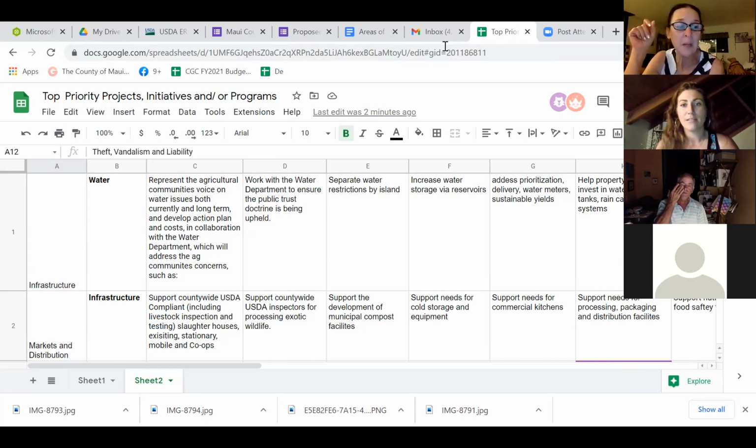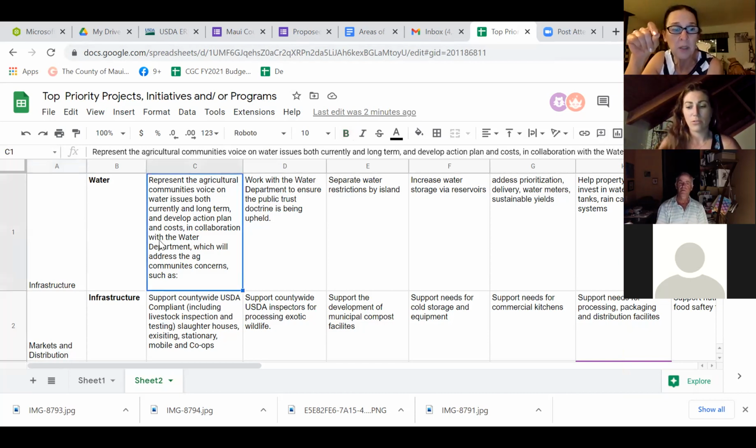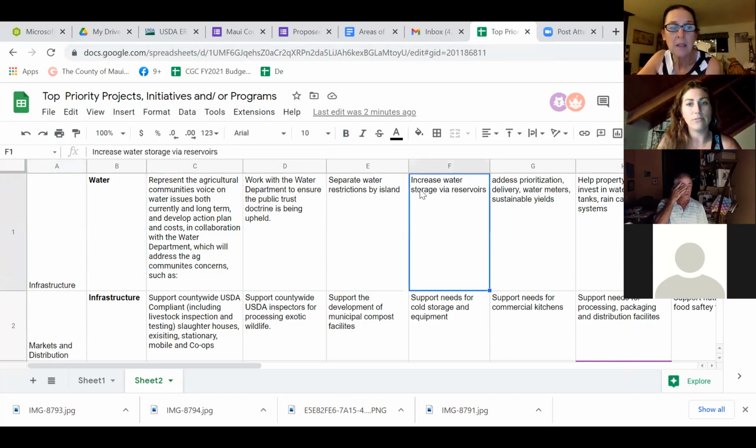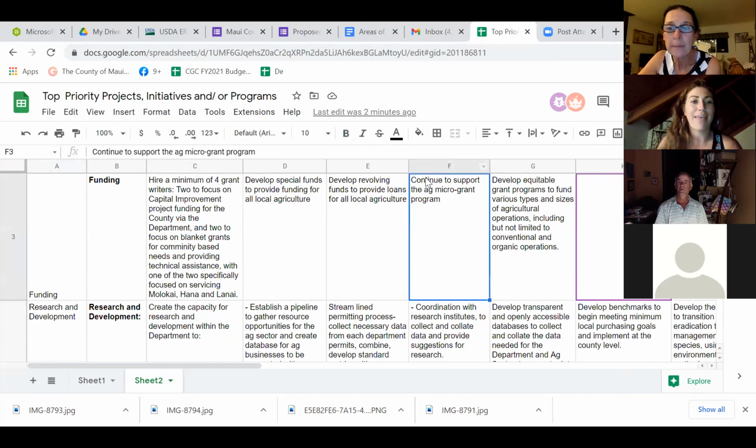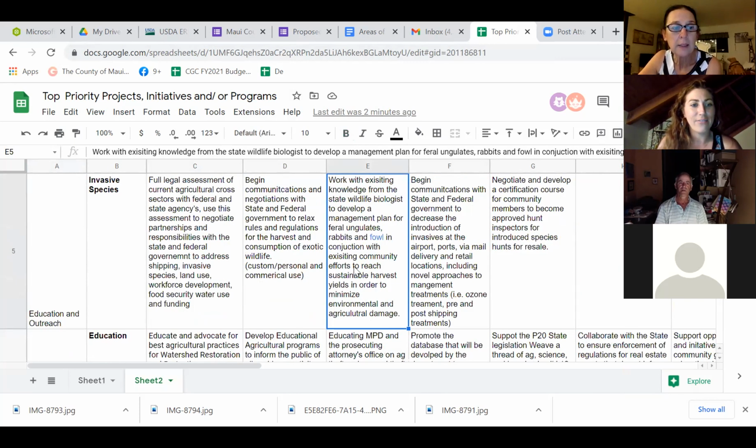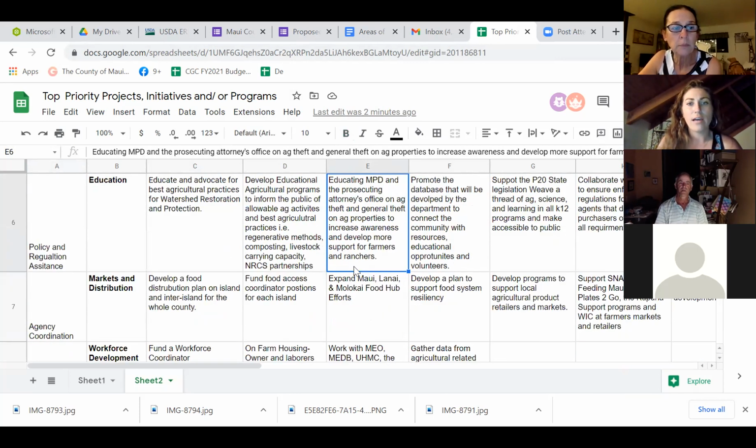Hey Jen, can we take a peek at education for the police department? Okay, wait, education, here we go. Educating MPD and the prosecuting attorney's office on agricultural theft and general theft on ag properties to increase awareness and develop more support for farmers and ranchers. Does that cover it?